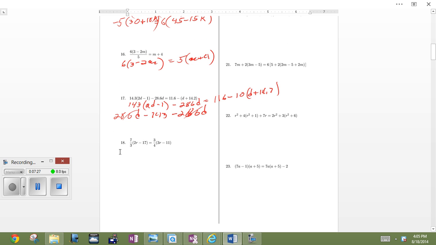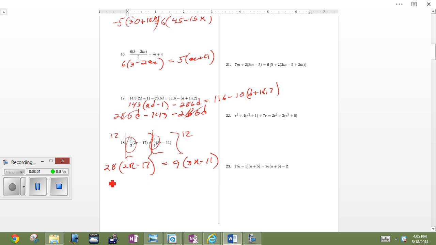Okay, here, yeah, you know, common denominator would be 12. I'd multiply everybody by 12. Multiply this side by 12. And 3 goes into 12, 4. So I got 4 times the 7, which would give me 28 times 2r minus 17 equals, and again I got 4 going into 12 3 times. That times that 3 will give you 9 times 3r minus 11.